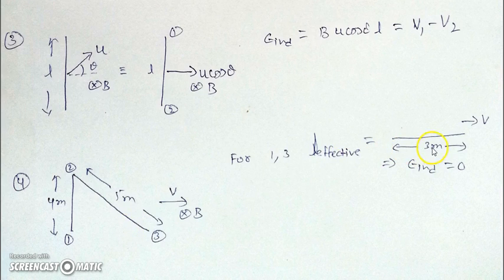So L effective is this, but one important thing to be noticed is that velocity and effective length are in the same direction, so EMF induced has to be 0. If any two of the vectors L, B or V are parallel or anti-parallel to each other, EMF has to be 0.